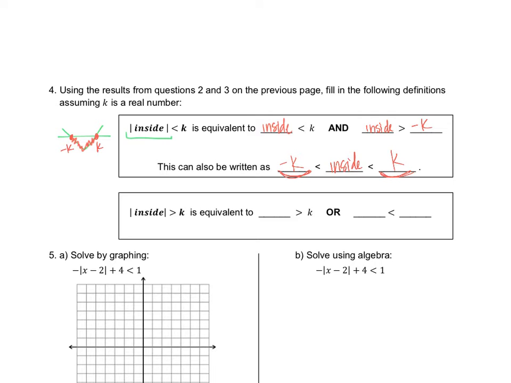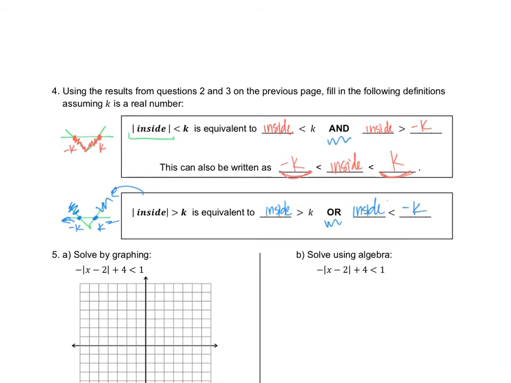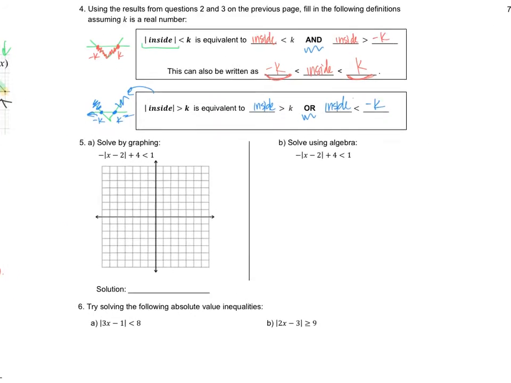Just to make sure that this is right, -k and k, it looks like it should be in that order. Now for the greater than part, I'm still needing to know where we are equal, like -k, but I want to be greater, which is those outside sections. So this is equivalent to saying that my inside is bigger than k, which will put me here, or my inside part is this way, less than -k. And these words should be familiar to what we had seen before when we were solving compound inequalities, the and and the or.